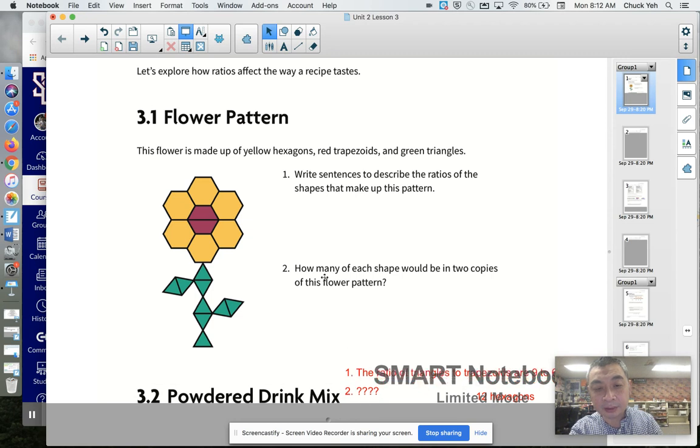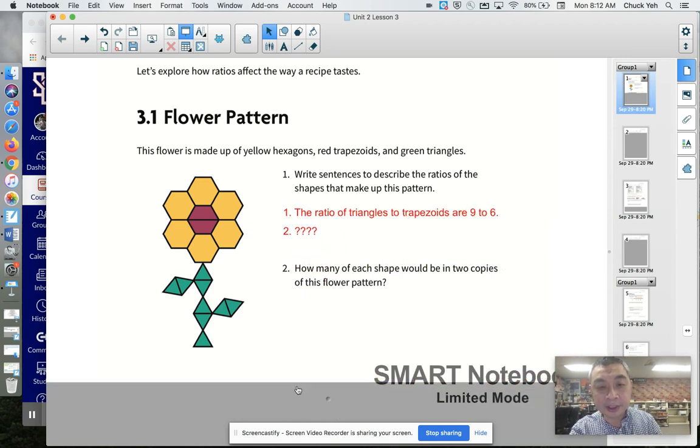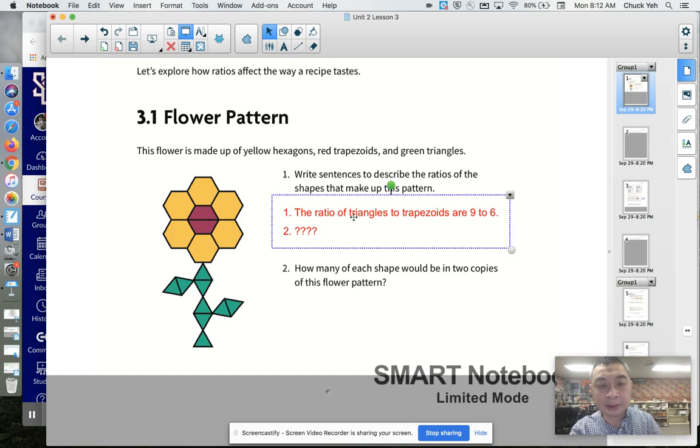So I had this: the ratio of triangles to trapezoids is 9 to 6. There are 9 triangles and there are 6 trapezoids. Oops, sorry, 2 trapezoids, my fault. The red ones, so that should be 2. The ratio of triangles to trapezoids. Yes, 2. And then think of another one.